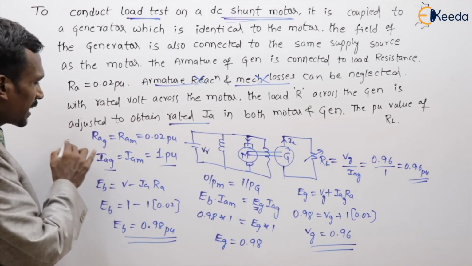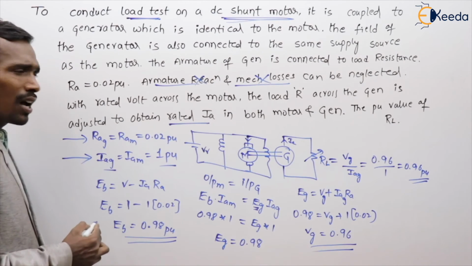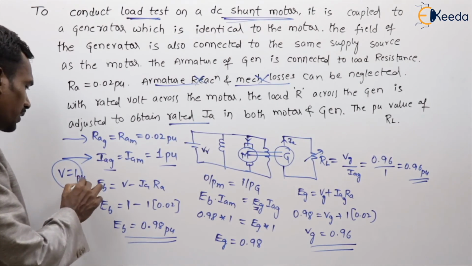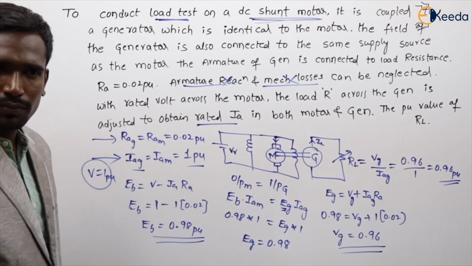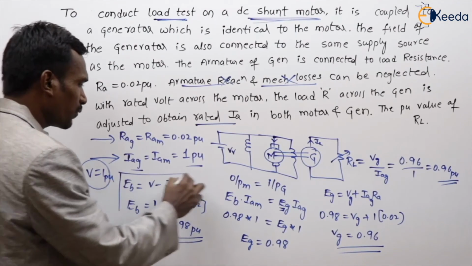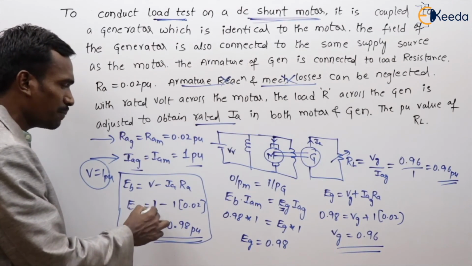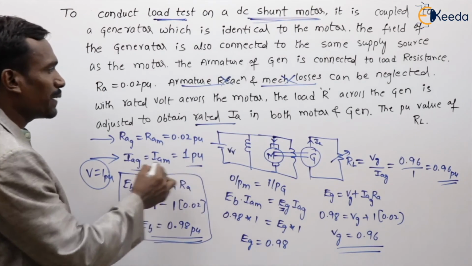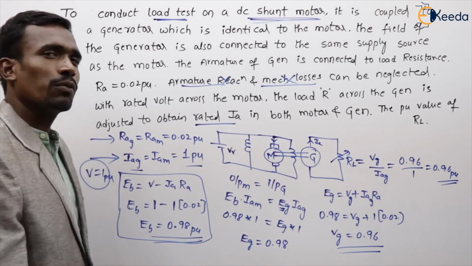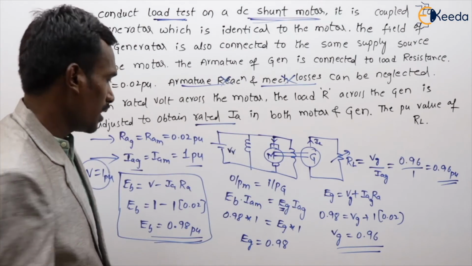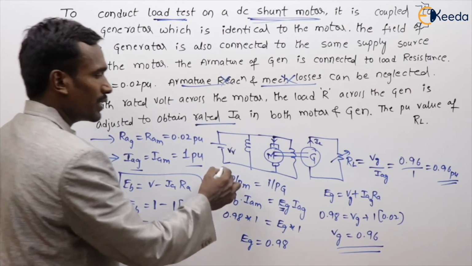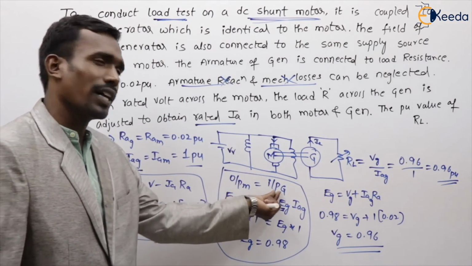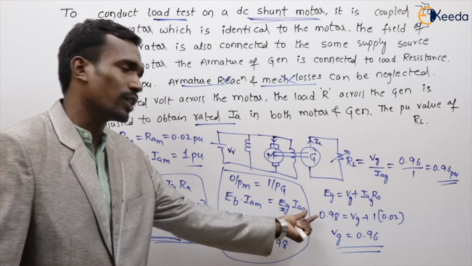So very simple. They given RA, they given IA, and they given rated voltage, nothing but voltage is equal to 1 per unit. EB is equal to V minus IARA. V is 1 per unit, IA is 1 per unit, and RA is 0.02. Why 1 per unit? Rated current, rated voltage, nothing but 1 per unit. I calculated EB. And motor output is equal to generator input, EB into IA and EZ into IA.